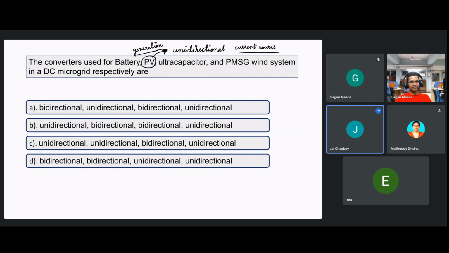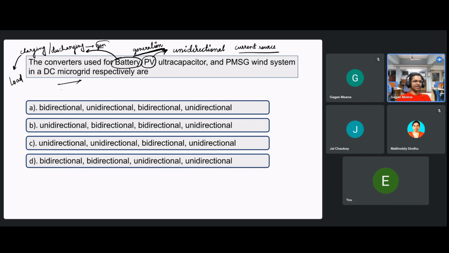So PV is unidirectional. Why do you say battery is unidirectional? No, clearly there is charging and discharging. We have both operations. In charging it will act as a load, and in discharging it will act as a generator. So we have a bi-directional flow of power. Battery will be bi-directional. So okay, battery is done. It is bi-directional. PV is unidirectional.